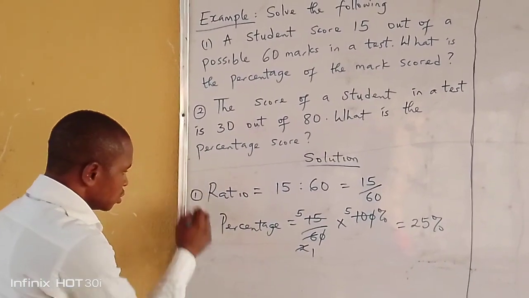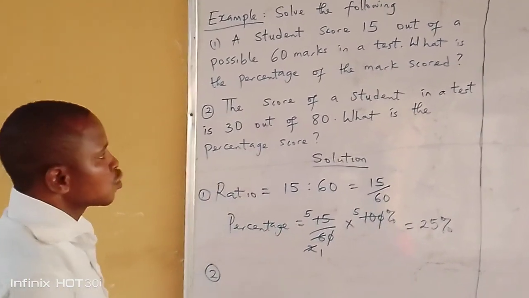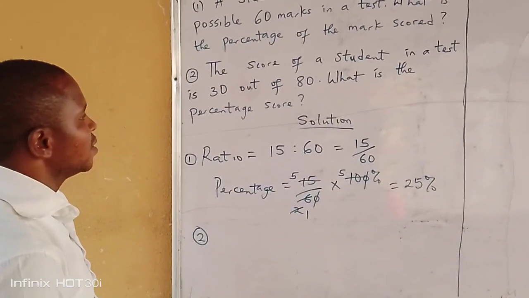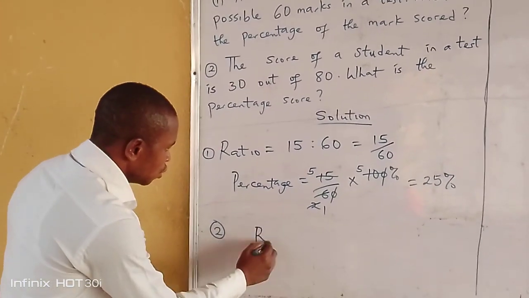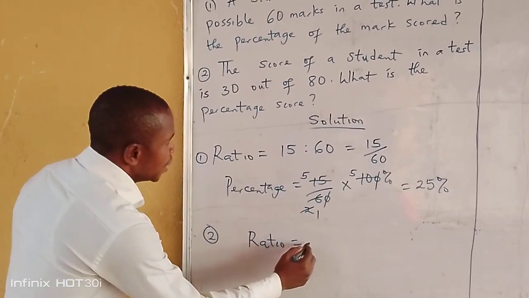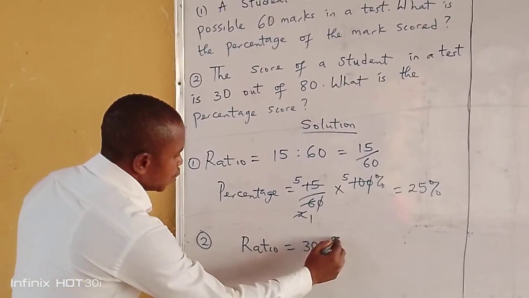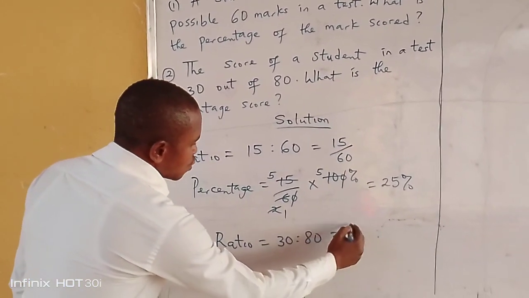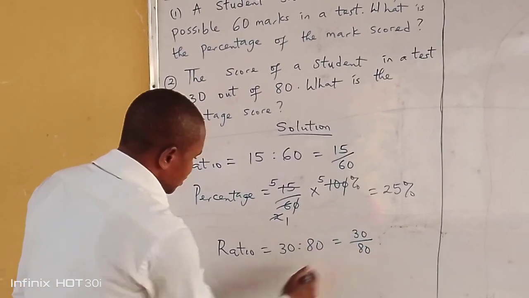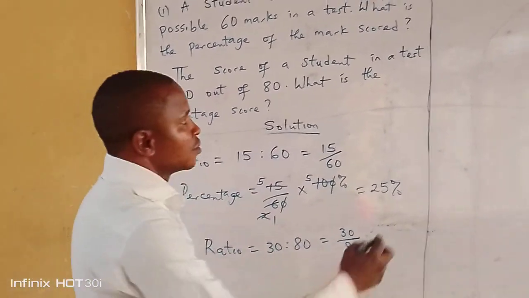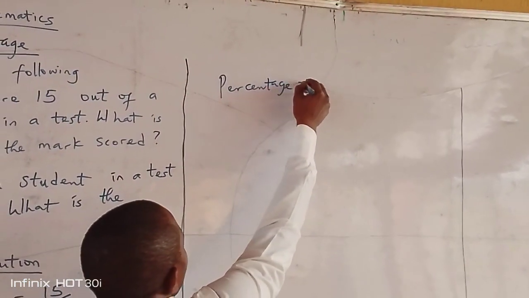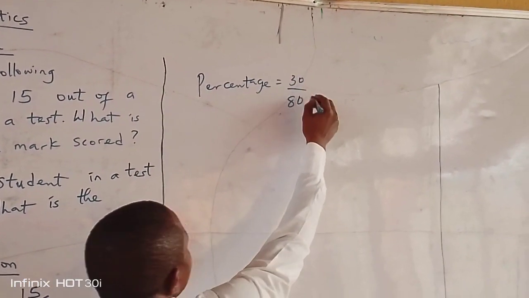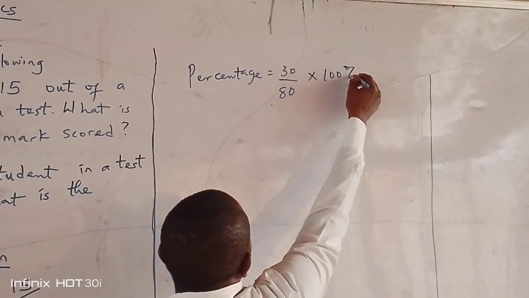Then the solution to question 2. The score of a student in a test is 30 out of 80. What is the percentage score? So the ratio will be 30 ratio 80, which is equivalent to 30 over 80. So the percentage will be 30 over 80 times 100%.